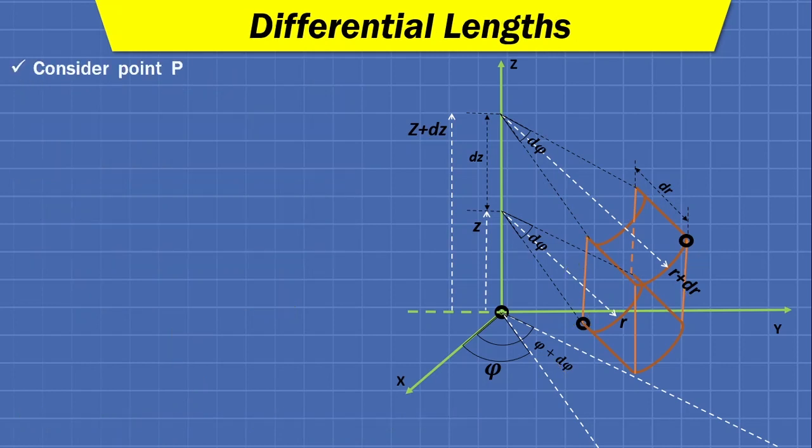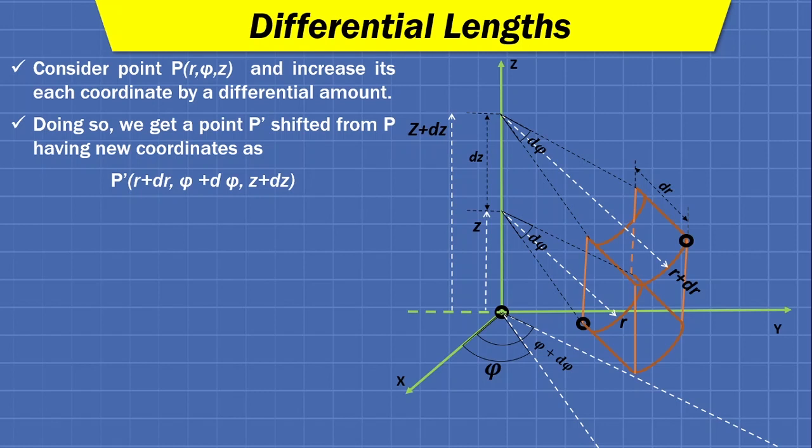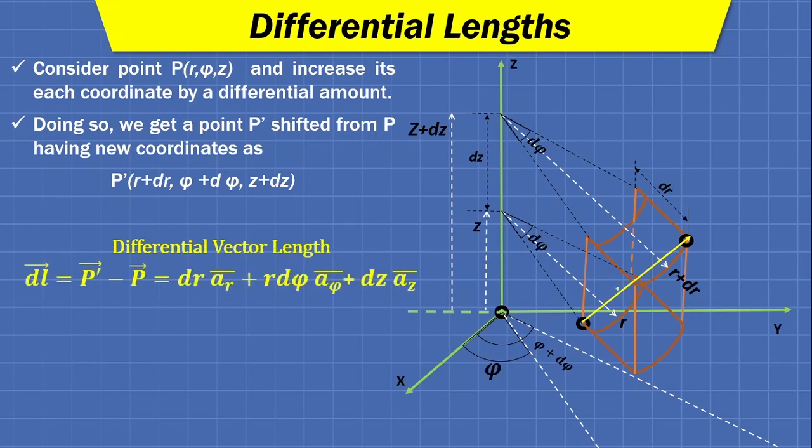So for differential length, consider a point P (r, phi, z) and increase each coordinate by a differential amount. Doing so, we get a point P prime, shifted from P, having new coordinates (r plus dr, phi plus dphi, z plus dz). So this vector is the differential length of our element. This point is again P (r, phi, z), and this point is P prime (r plus dr, phi plus dphi, z plus dz). Now the differential vector dl bar will be P prime bar minus P bar, so dr ar bar plus r dphi a phi bar plus dz az bar.